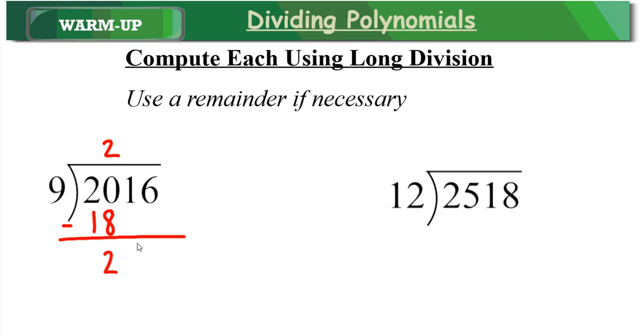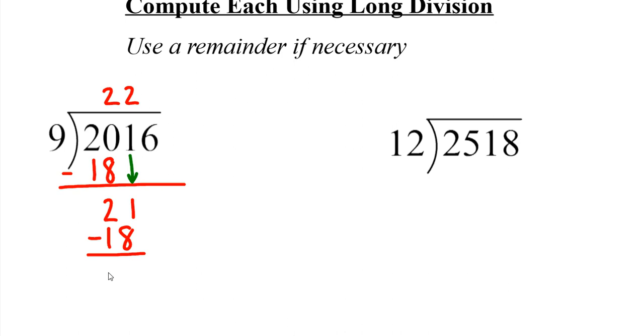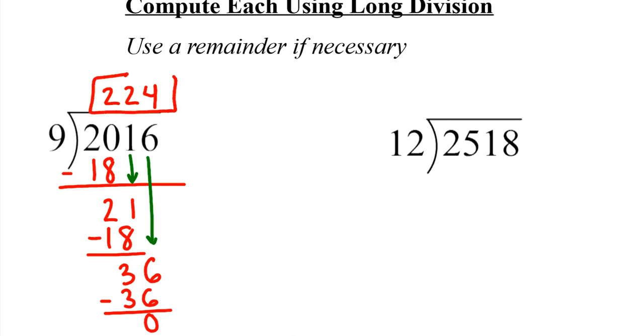20 minus 18 is 2, and then what do we do next? You bring the 1 down, and then you just repeat. You ask yourself, how many times does 9 go into 21? Well, again, it goes in twice. 9 times 2 is 18 again. 21 take away 18 will be 3. And then bring down your 6. How many times does 9 go into 36? It goes in perfectly 4 times. 9 times 4 is 36 with a remainder of 0. So we'd say 224, either remainder 0 or 0.0, but it's 224. That's when it goes in evenly or perfectly.